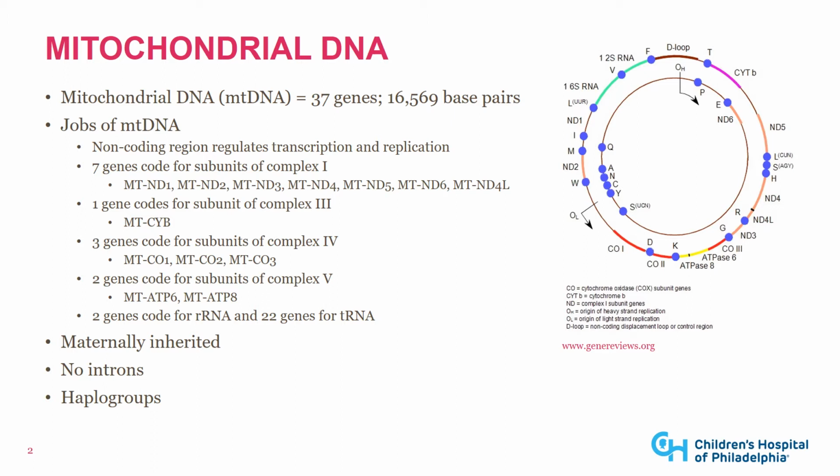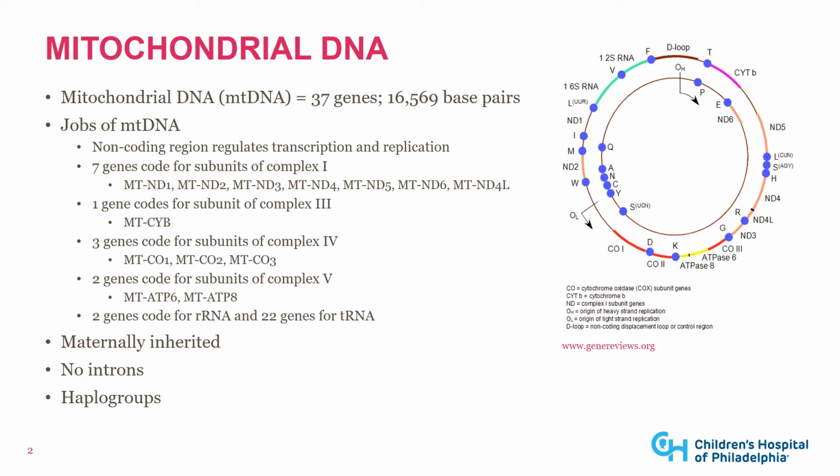13 of these 37 genes actually encode subunits of the electron transport chain enzyme complexes that are very important for generating energy. 2 genes encode rRNAs and 22 genes encode tRNAs. These classes of genes are really important to turn the genetic sequence in those 13 protein coding genes into those protein subunits. We also know that mitochondrial DNA is maternally inherited.